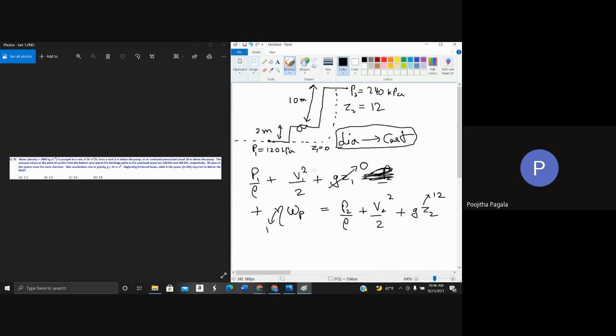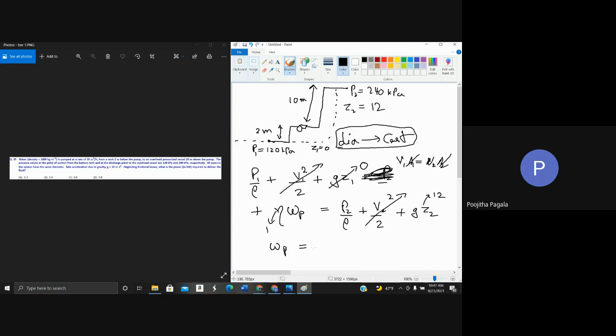And coming to V1 square and V2 square. From the continuity equation, we know that V1A1 is equal to V2A2. But in the question, they have mentioned that A1 and A2, the area, remains constant throughout the system. So you'll get V1 is equal to V2, which means both of these terms will get cancelled. And from here, you know WP.